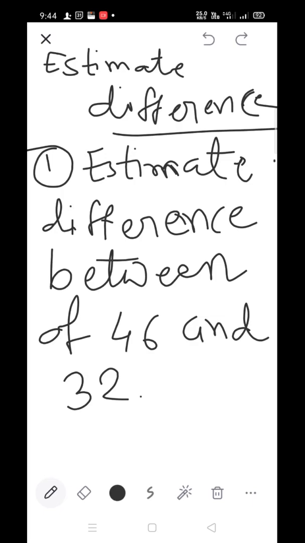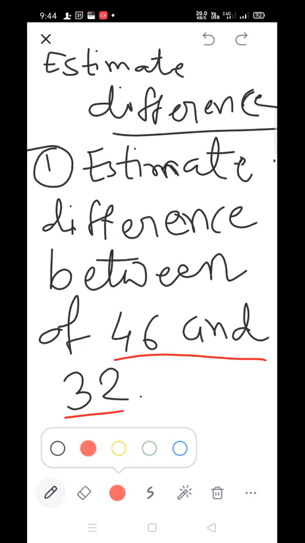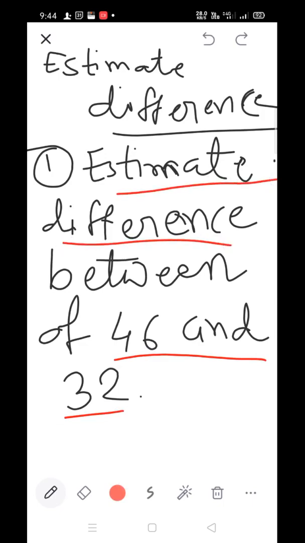What is the question? Estimate difference between 46 and 32. Now we have to do the estimating of the difference. Firstly, what should you do for estimating the difference? Find the round off of 46 and 32. So I'm going to write that down.